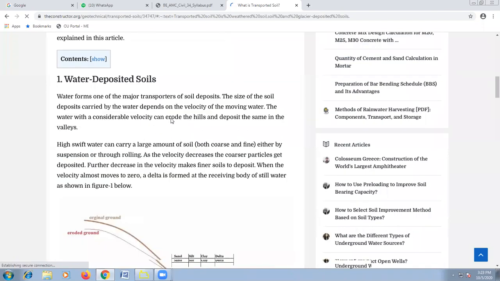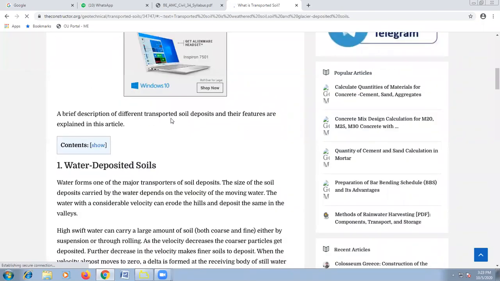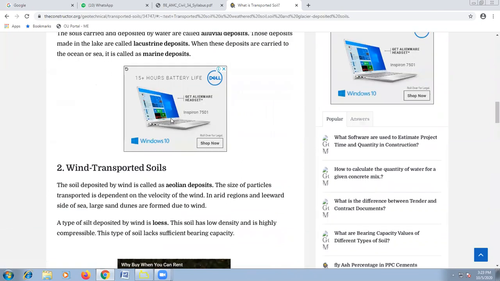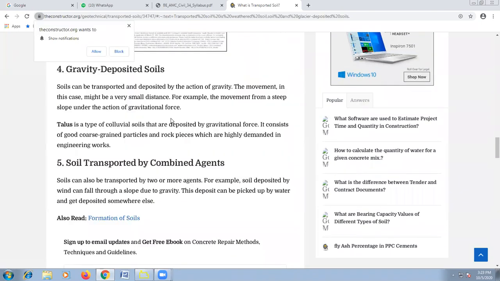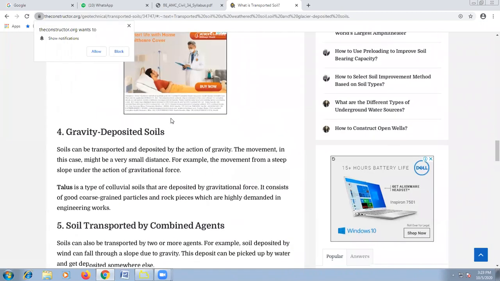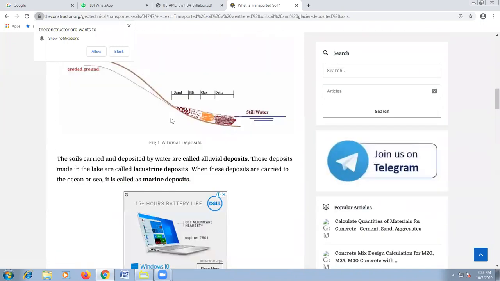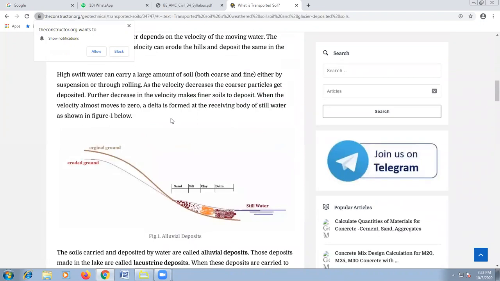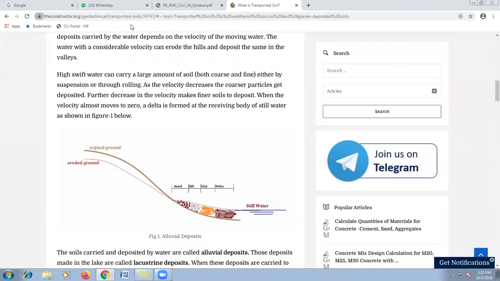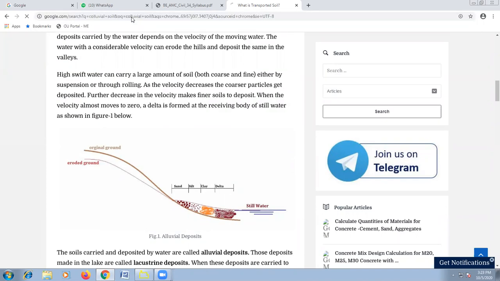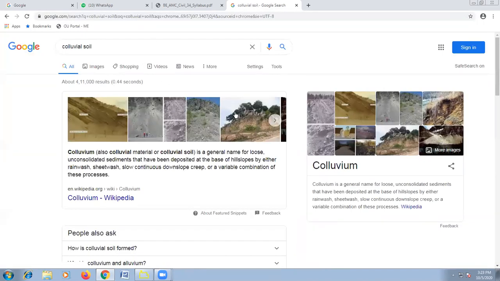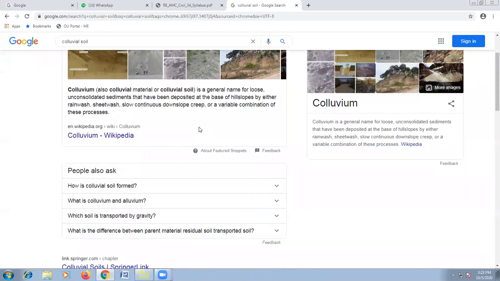Again here, you have water deposited soils, wind transported soils, glacier deposited soils, gravity deposited soils, and so on. But mainly we have two broad classifications. The first type is known as colluvial soil. Now let us see what this is.